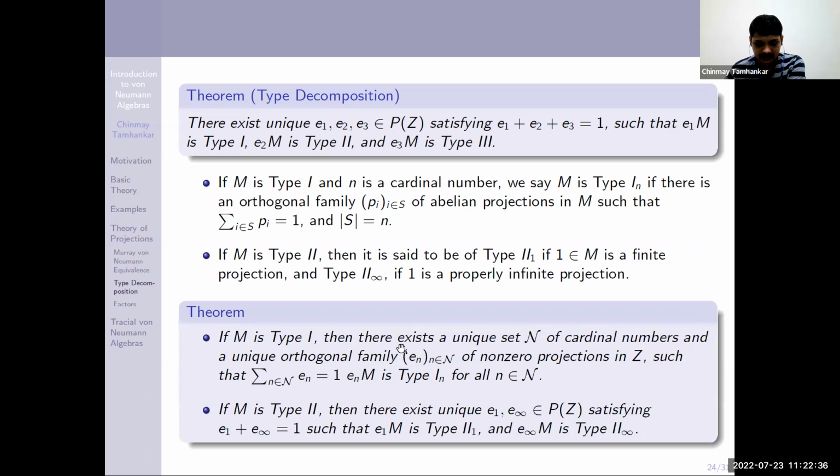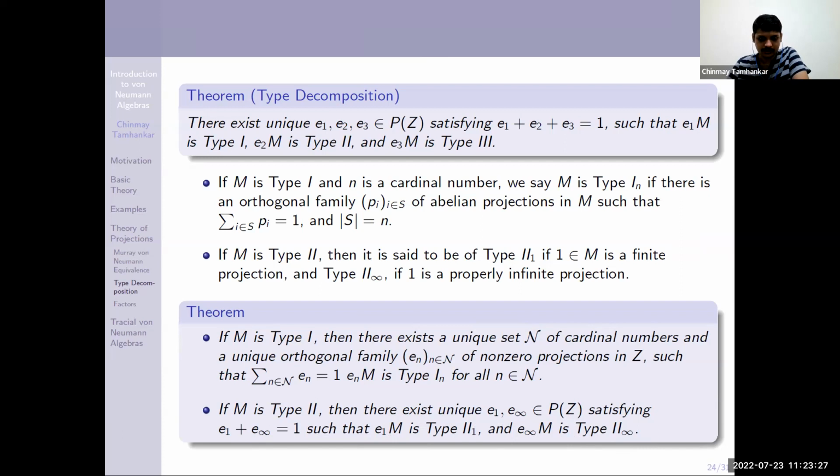So if M is of type 1, then there is a unique set of cardinal numbers which we denote by script N, and a unique orthogonal family E_n, indexed by script N, of non-zero central projections in M, which add up to 1, and such that E_nM is type I_n for every n in script N. So we can again decompose M into a direct sum of these type I_n algebras, and this can also be done uniquely. Similarly, if M is type 2, then there exist unique central projections E_1 and E_infinity in M such that they add up to 1, and E_1M is type 2-1 and E_infinity M is type 2 infinity. So we can do this kind of decomposition also.